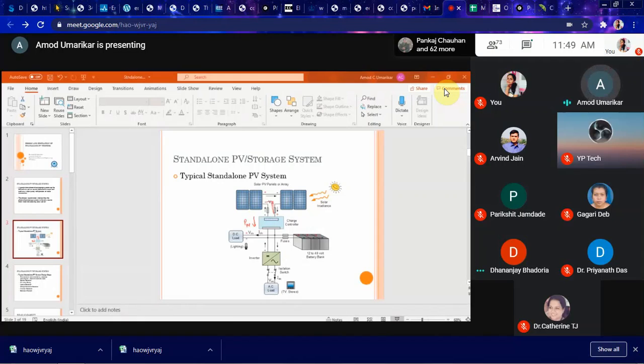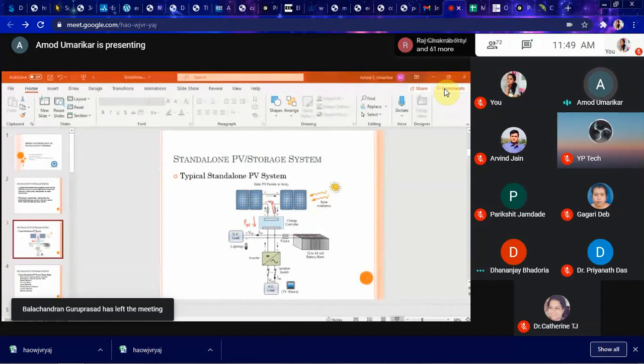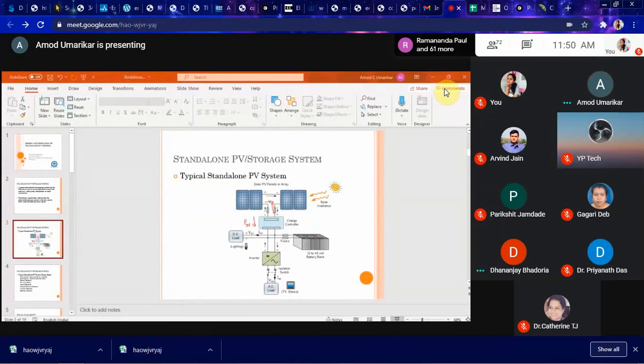And then we'll see something about the charge controller. The module depends on the PV array sizing. The PV array sizing will mainly decide the area, and based on that we can decide the modules.